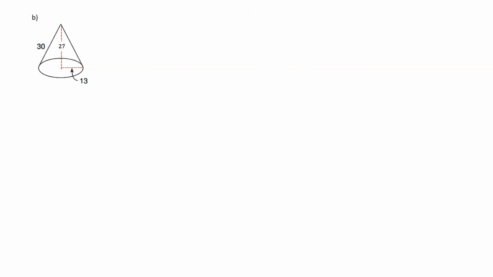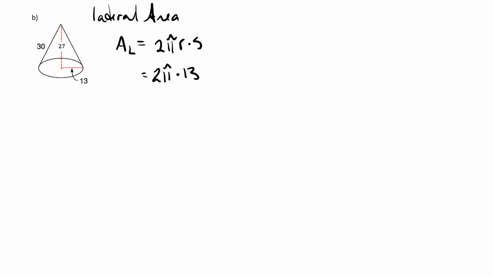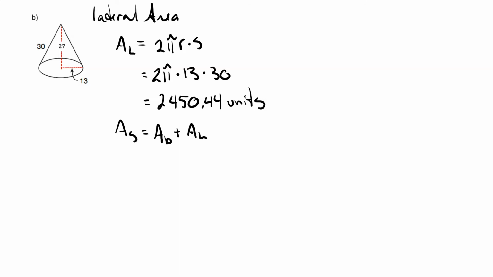Part B. Looking for the lateral area first of all. The lateral area is 2 pi times the radius times the slant height. 2 pi times the radius, which is 13, and the slant height we're given is 30. Multiplying that out, we get 2,450.44 units. Now the surface area, we take the area of the base and we add it to the lateral area which we just found.